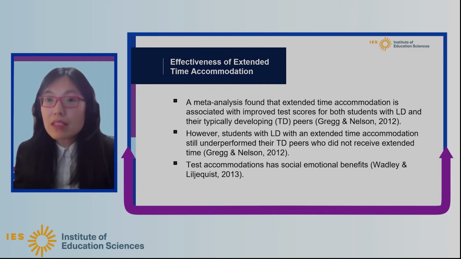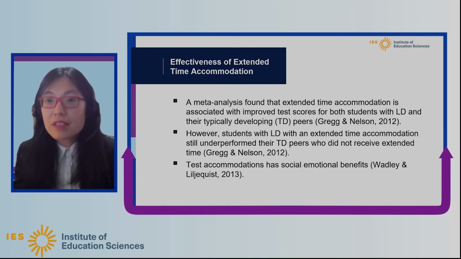A recent meta-analysis summarized 9 studies that examine the effectiveness of extended time accommodation on improving test scores for students with disabilities who were 14 years or older. This meta-analysis found that extended time accommodation is associated with improved test scores for both students with disabilities and their typical developing peers.